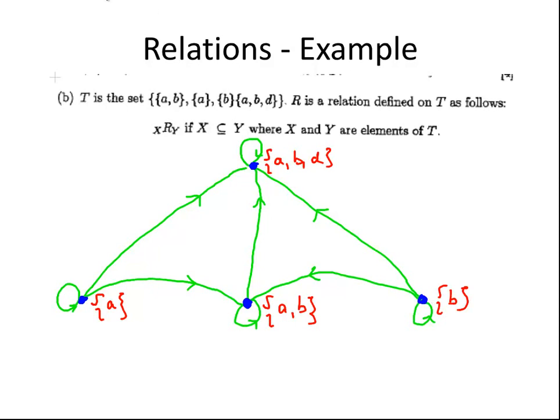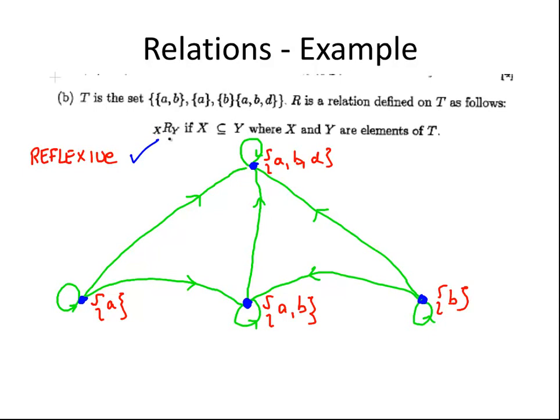Now what we have to do is decide if it is reflexive. Well, I've actually already answered that one. The reason is that, first off, every node here has an edge directed back at itself. And again, as I just said, everything is a subset of itself in set theory. So in this case, it is reflexive.